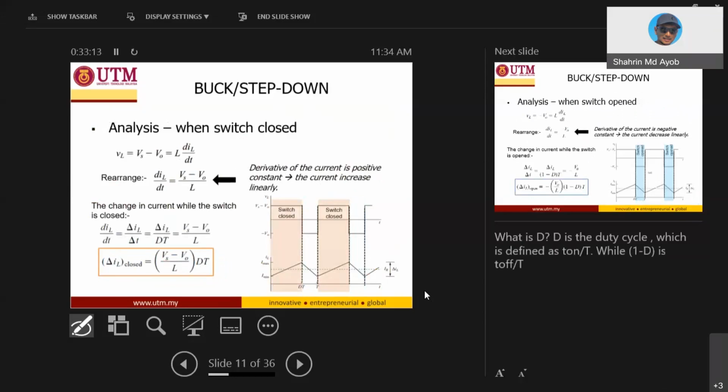Okay. So we go back to when the switch is closed. So what is the relationship when the switch is closed? The VL is VS minus Vout. Positive, okay? Since we know that VL is L di over dt, so this one is VS minus Vout.